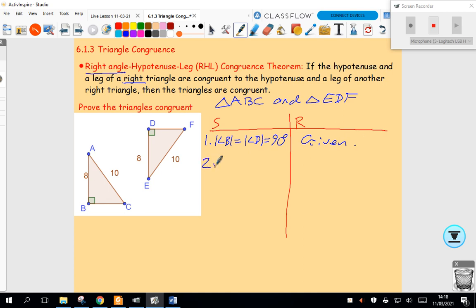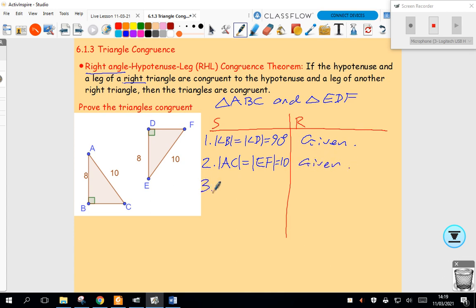Statement 2. I'm going to say the hypotenuse here, AC, the distance from A to C, is equal to the distance from, well, I have to say E to F here. And that's equal to 10, that's given as well.